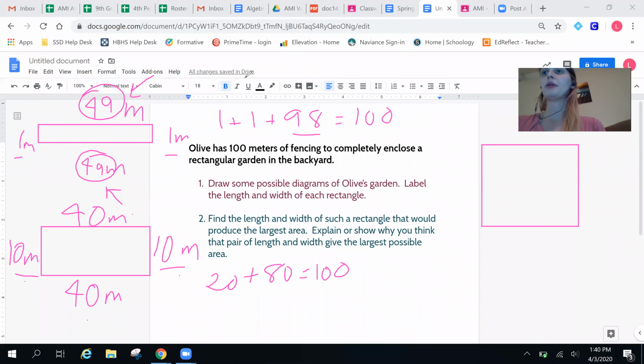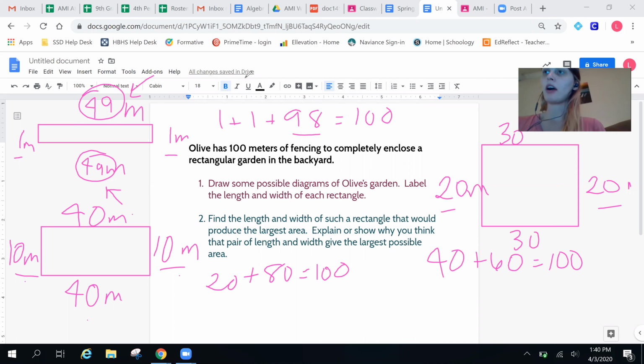So I'm going to do 20 and 20. If that's the case, I've got 20 plus 20 is 40. 40 plus 60 equals 100. So that means half of 60 goes up here, half of 60 goes down here. Don't forget your meters because I keep doing that wrong. Okay. And then I guess the last thing that we need to do is calculate the area.